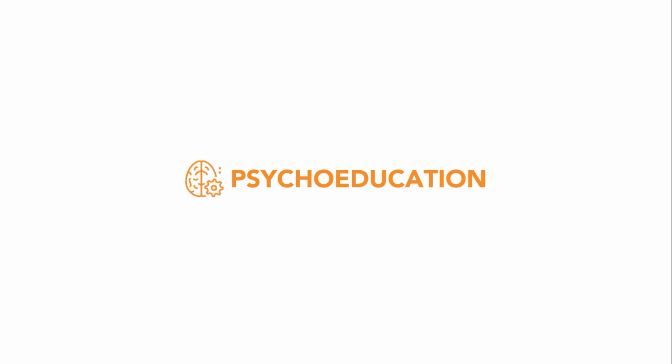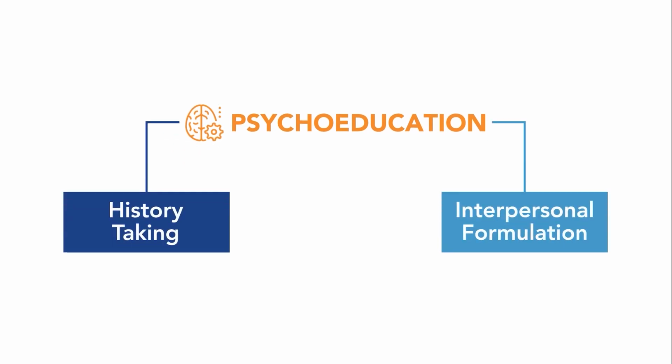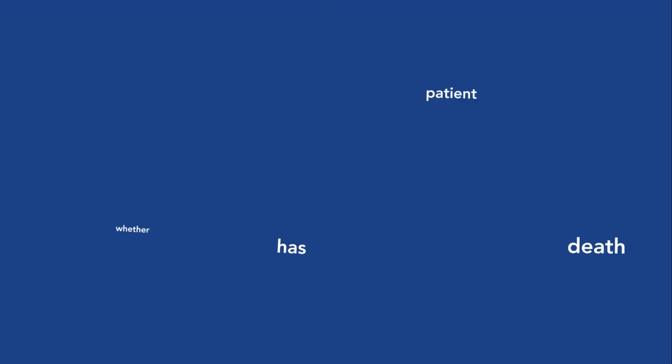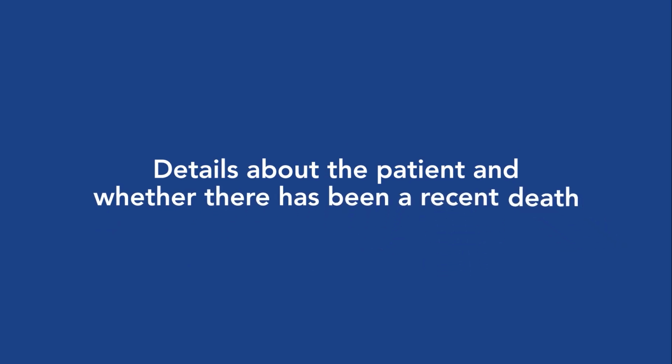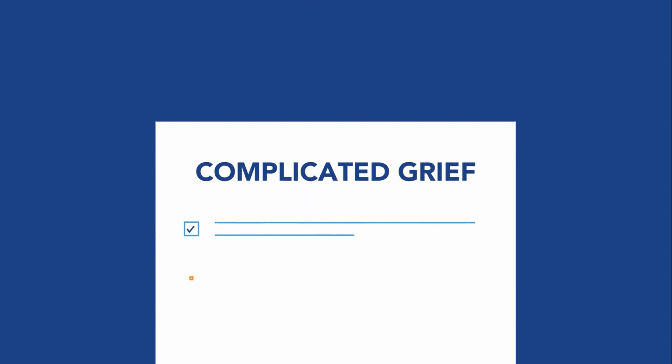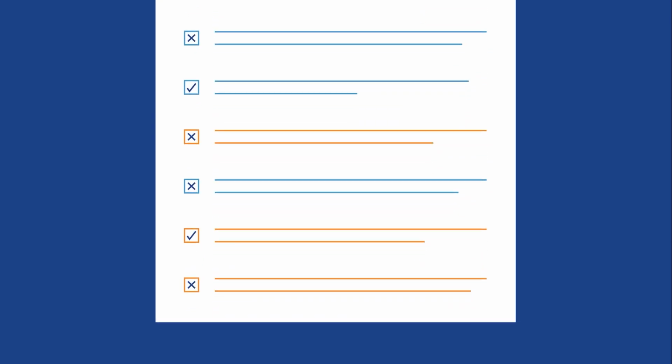Psychoeducation in treating grief involves a 2-pronged approach: history-taking and an interpersonal formulation. History-taking first involves gathering general details about the patient and inquiring whether there has been a recent death in their life. If the answer to this question is yes, follow up with questions aimed at providing contextual clues as to whether they're experiencing complicated grief linked to the loss.